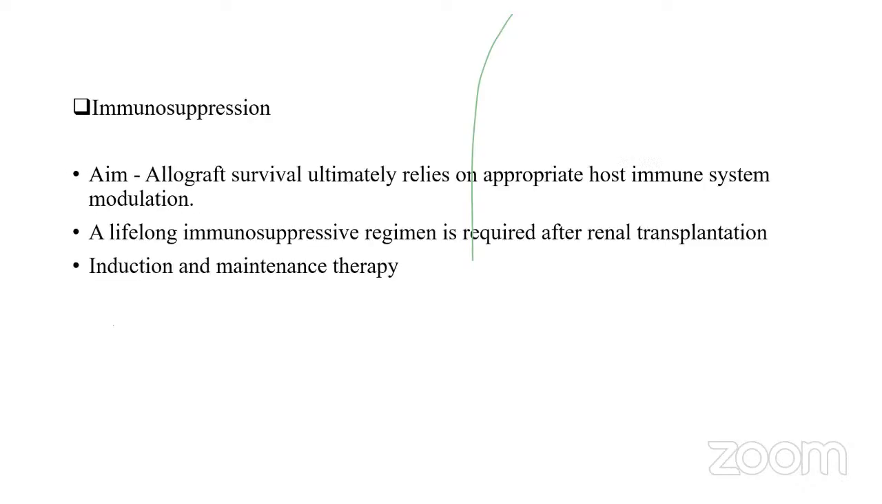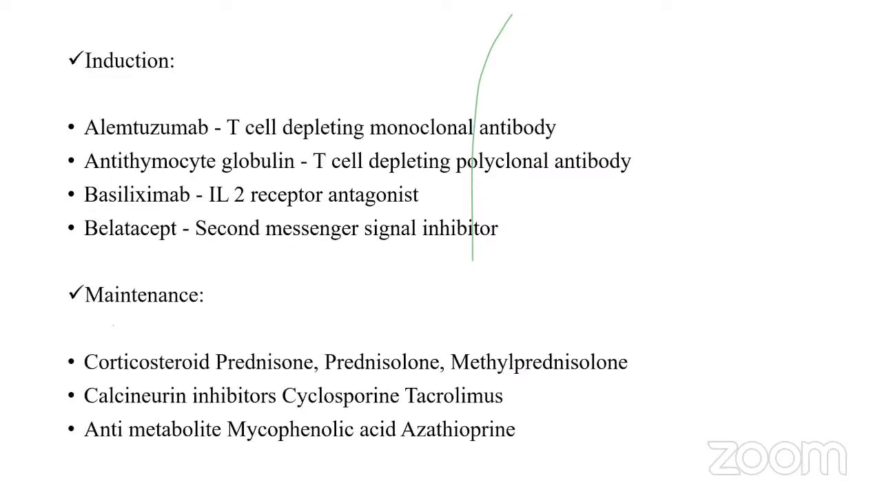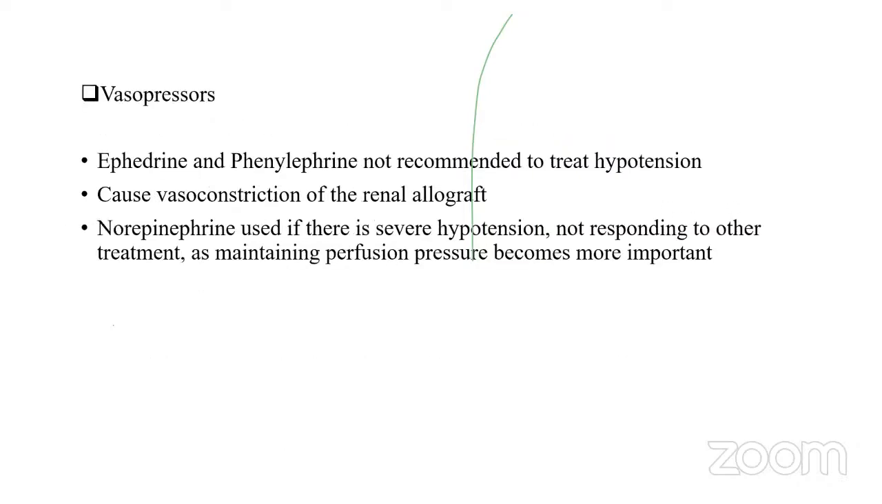Immune suppression. The aim is allograft survival, which ultimately relies on appropriate host immune system modulation. A lifelong immunosuppressant regimen is required after renal transplant. It can be induction and maintenance therapy. Induction with alemtuzumab, a T-cell depleting monoclonal antibody, anti-thymocyte globulin, a T-cell depleting polyclonal antibody, basiliximab, an interleukin receptor antagonist, and belatacept, a secondary messenger signal inhibitor. Maintenance with corticosteroid, calcineurin inhibitor, and antimetabolites like mycophenolic acid, azathioprine.